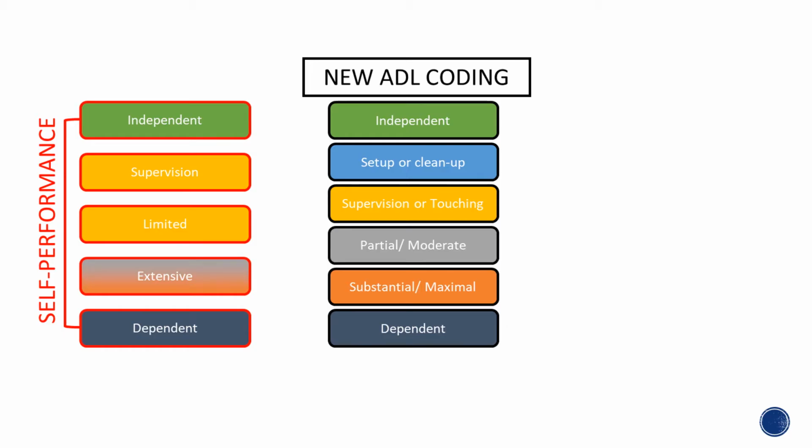First, let's focus on self-performance. Independent will still be coded as independent. Supervision and limited are now bundled together, and it is coded as supervision or touching. Extensive is getting a bit more detailed. It's now split into 2 groups, partial or moderate, and substantial or maximal. Dependent stays the same. It is still coded as dependent.